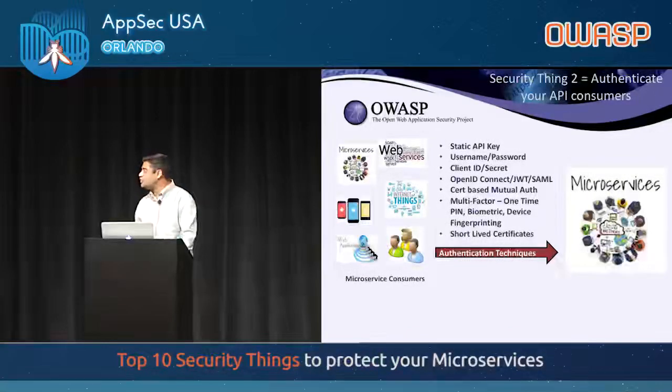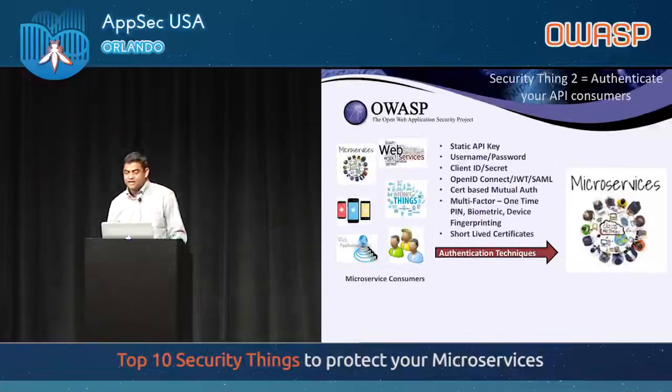Now, once you let the customers come to your endpoint using SSL, the other thing that you need to do is make sure you're authenticating your API customers. One of the things that I see is that microservices are like your home. If you are permitting somebody through your front door, you need to make sure you know who they are, right?